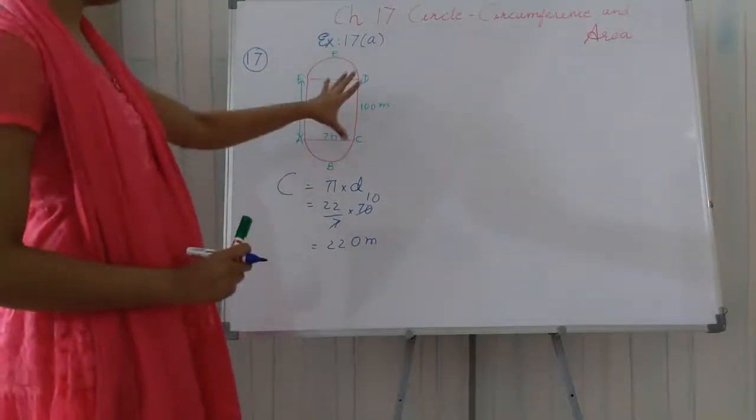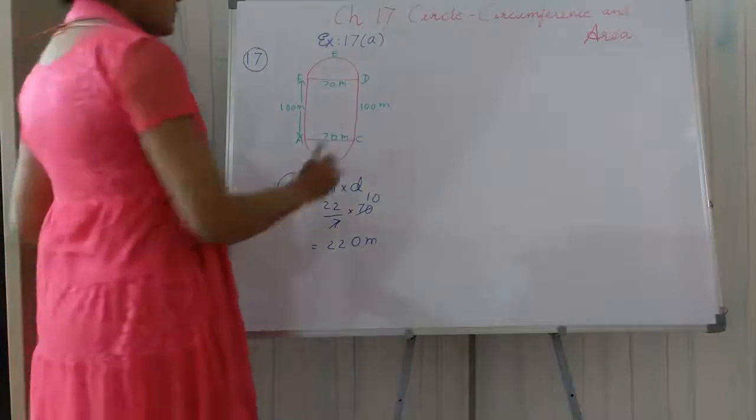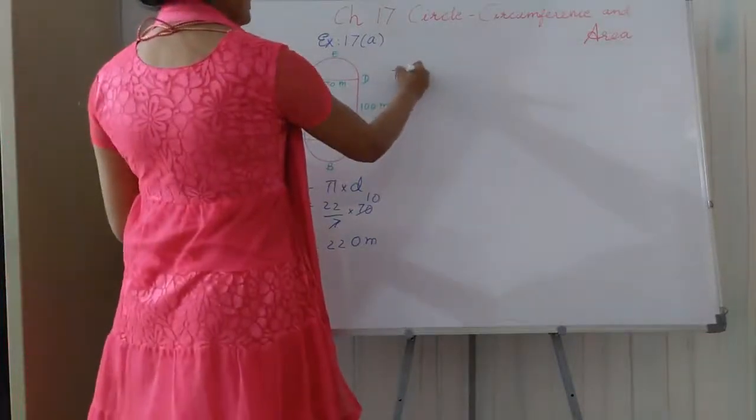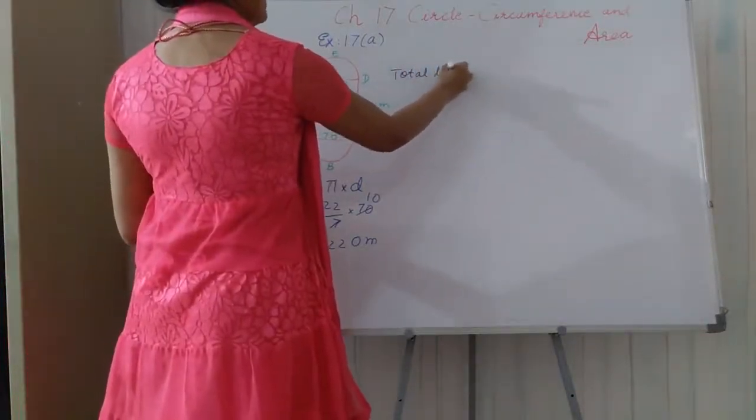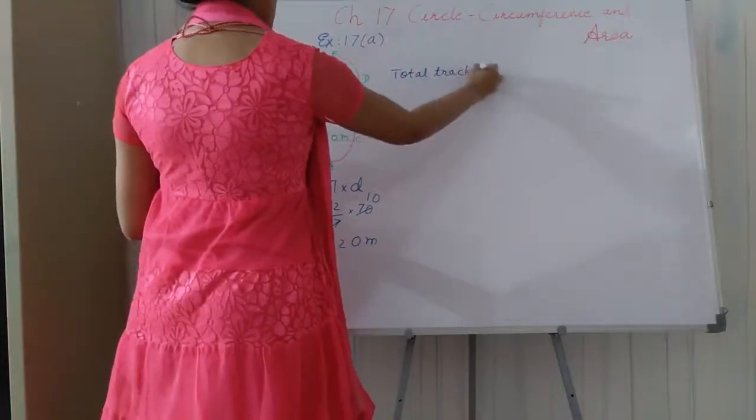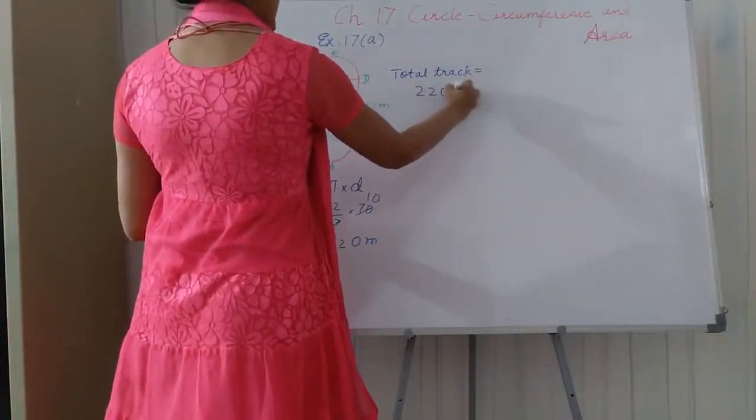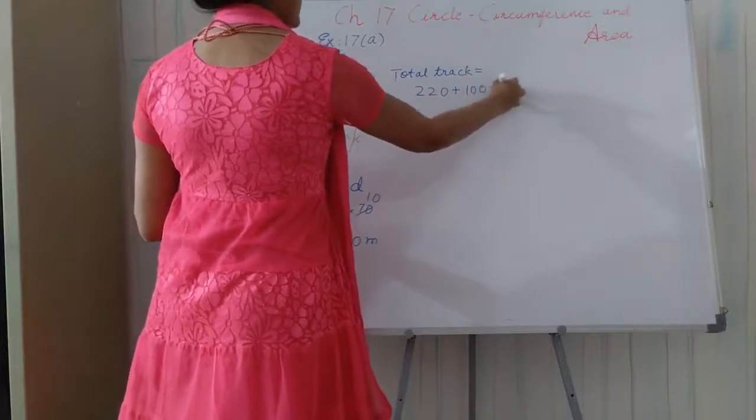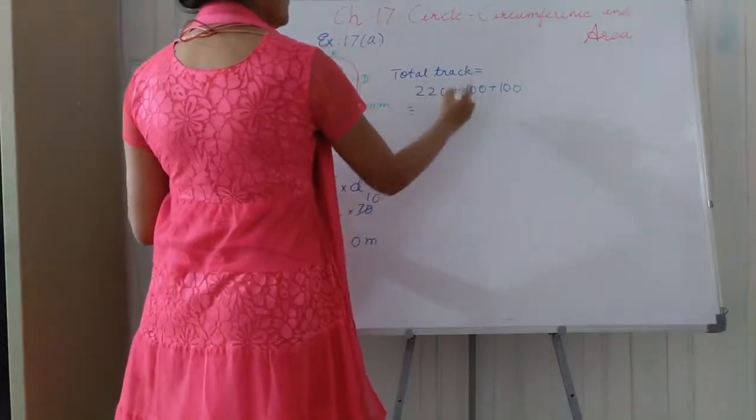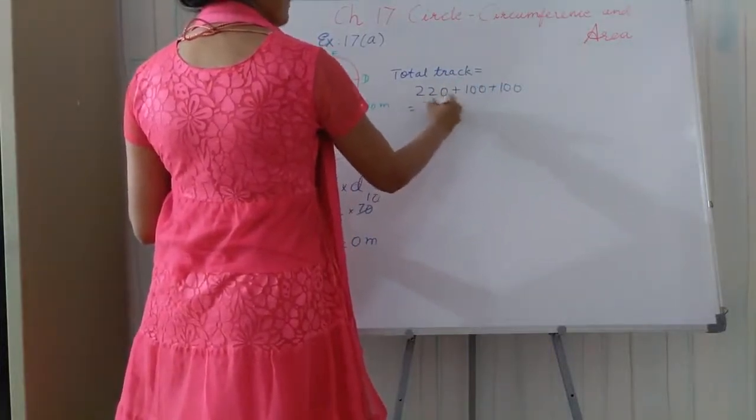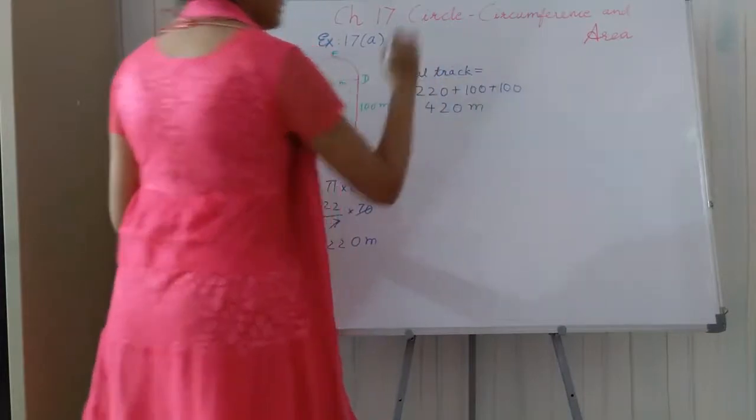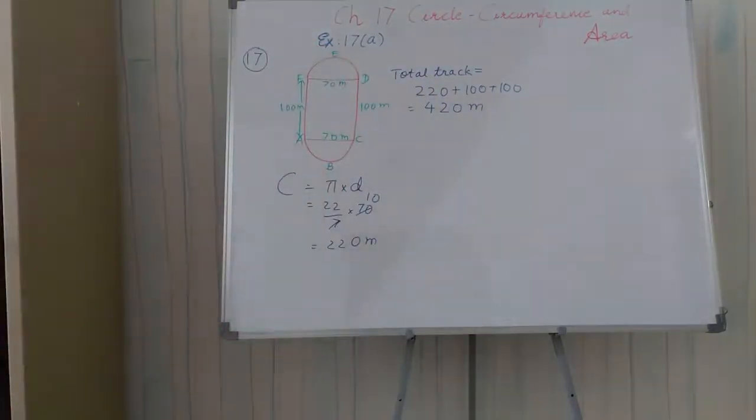And now I will add to it FA and DC, so that we get the total track distance, which is equal to 220 plus 100 plus 100, that is 420 meters. This is the answer of the 17th question we get here. Now this is the question only you are asked in question number 17.